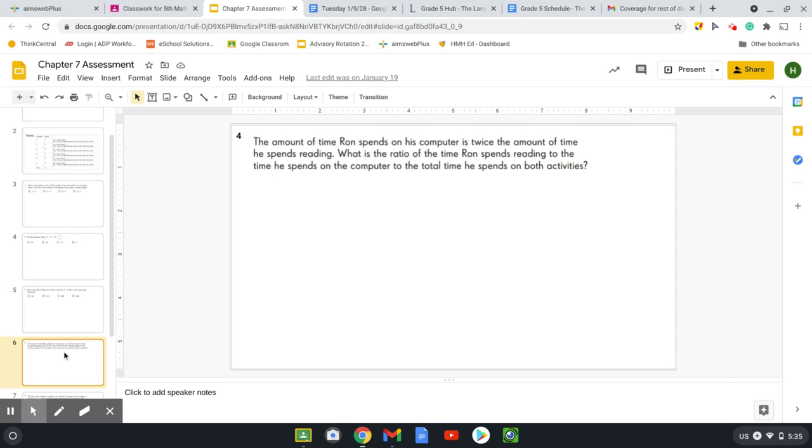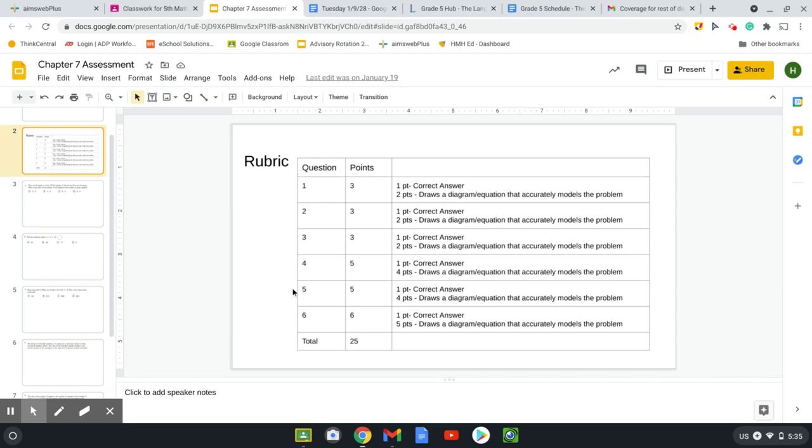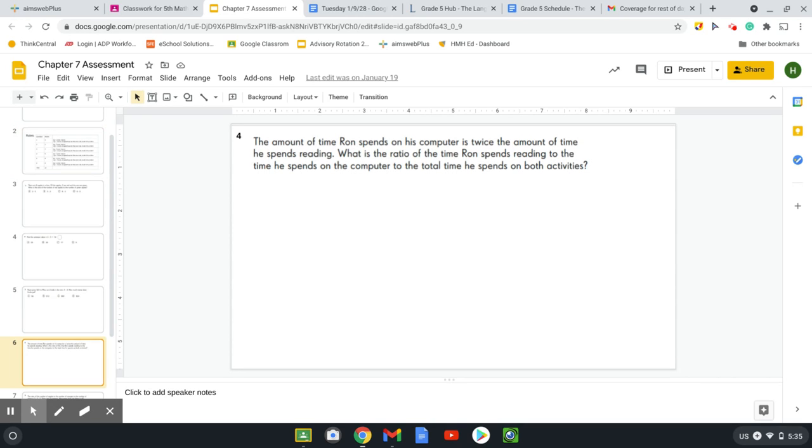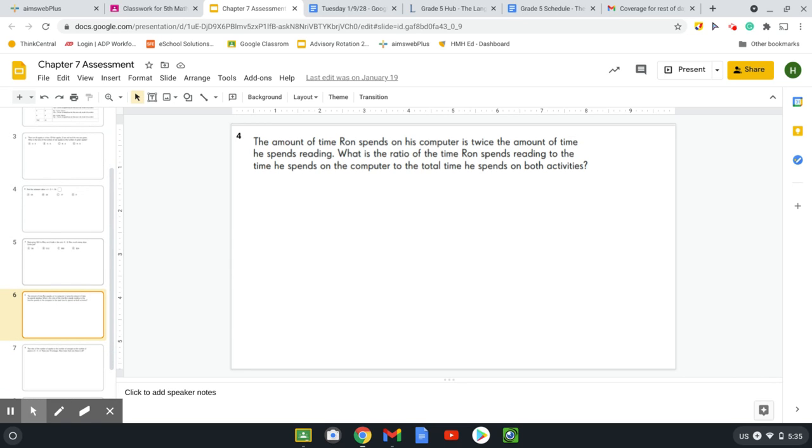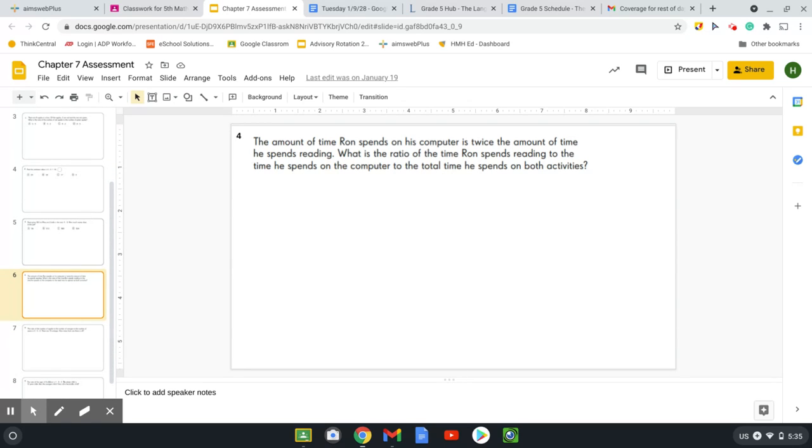All right, number 4. This one is worth 4 points for showing your work. The amount of time Ron spends on his computer is twice the amount of time he spends reading. What is the ratio of the time Ron spends reading to the time he spends on the computer to the total time he spends on both activities? 1 point for the correct answer, 4 points for showing your work and showing as much work as you can. Remember, this is a brain dump. Get as much information as you can that you know about Ron and his reading and his computer time here.